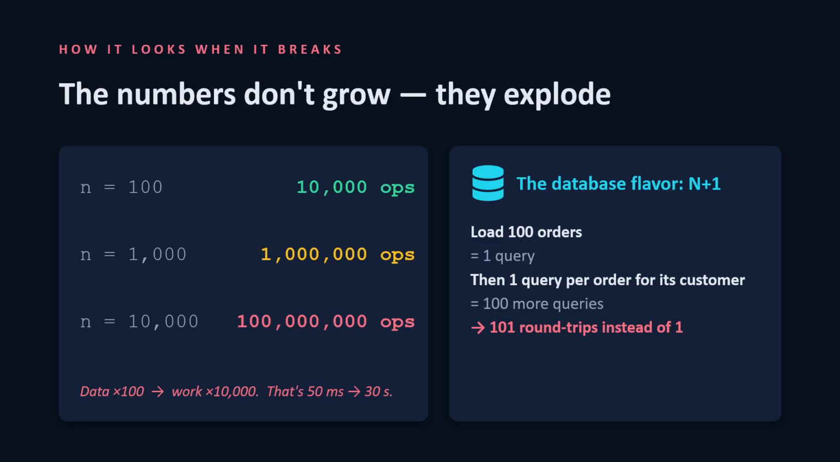And there's a database flavor of the exact same bug, the n+1 query. You load 100 orders with one query. Then loop and fire one more query per order to get its customer. Each query is fast, but you just made 101 round trips to the database instead of one. Same shape, same outcome.